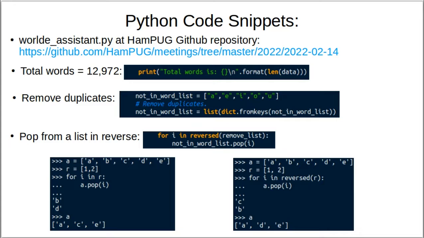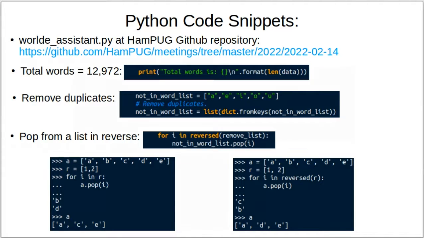If I do it in reverse, then I don't pull the rug out from under me. So for I in reversed R, pop I. The first thing I will pop is the item at the third position in the list. So I pop the C, and although the D and the E will move down to replace the C, the B has not moved. So if I now pop the first item in the list, I pull out my B, and that way my main list is A, D, and E, with the items at the first and second positions popped, which are B and C.